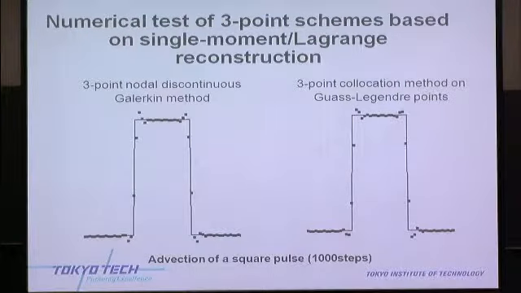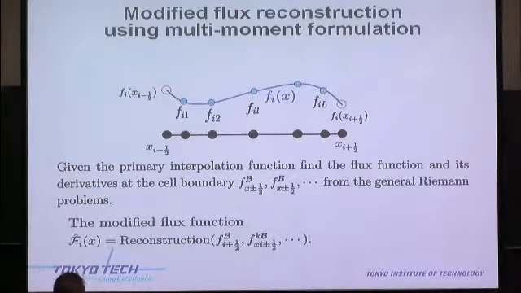This is a comparison. You can use DG, and you get a solution like this. This is an advection of a square wave problem with a constant velocity, and this is a 3-point collocation method without the Galerkin inner product procedure. We can also get a solution. If you do a Fourier analysis, you will find both have almost the same convergence rate. Okay, this is another way that we use.